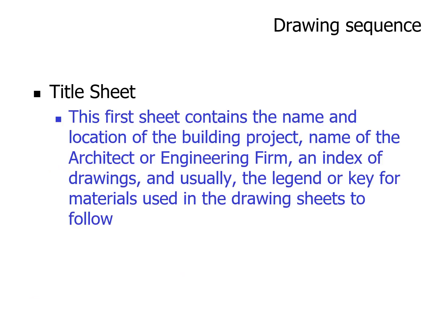So the title sheet of the drawing sequence is the first sheet contained in the plan set, and it contains the name and location of the building project, name of the architect or engineering firm, an index of the drawing, and usually the legend or key for materials used in the drawing sheets to follow. So that's the first sheet for you.